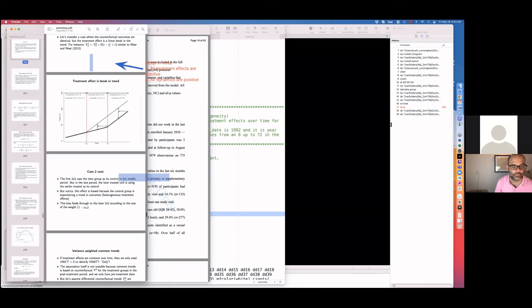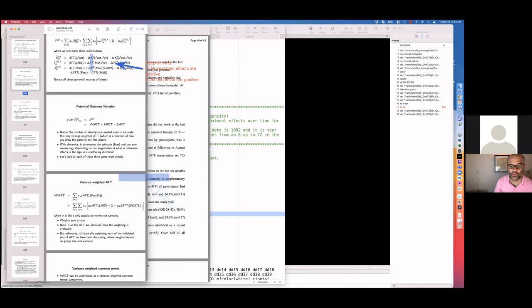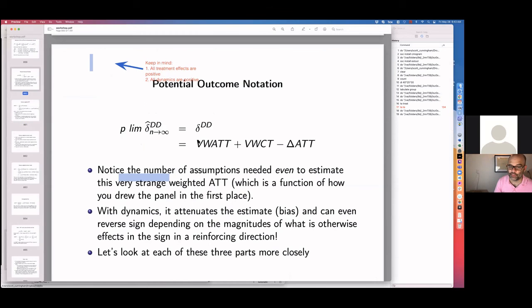Look real closely at this. All right. So let's say that this was a 5. The variance weighted ATT was a 5. Let's say that common trends holds. Well, let's say that the dynamics are a 10. All treatment effects are positive, but 5 plus 0 minus 10 is negative. So here's a risk. If those dynamics are large enough relative to the variance weighted ATT, the sign can flip. Okay, the sign can flip. Let's see what happens.